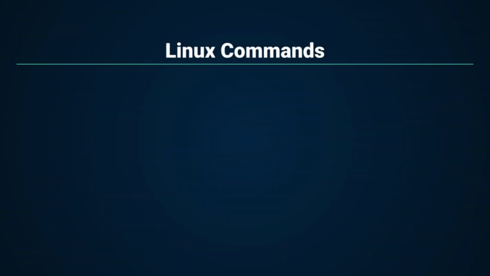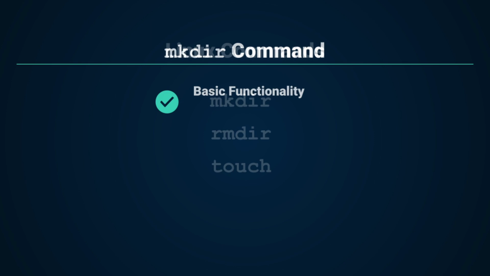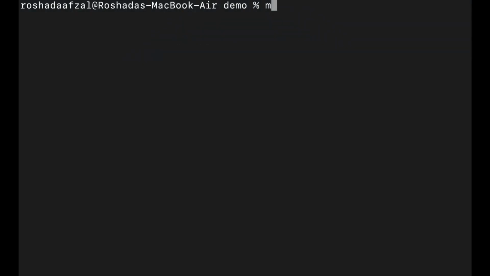Today we are going to learn three essential file system commands: mkdir, remove directory, and touch. mkdir stands for make directory. It's used to create new folders. mkdir my folder. This command creates a folder which is called my folder in your current directory.